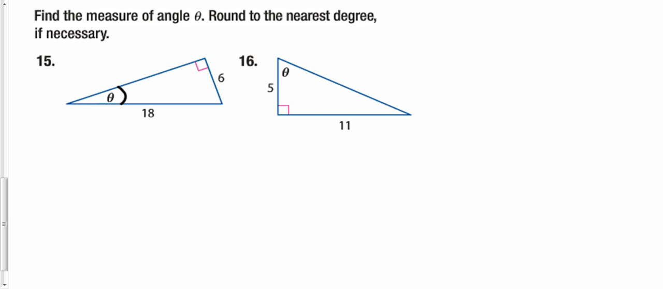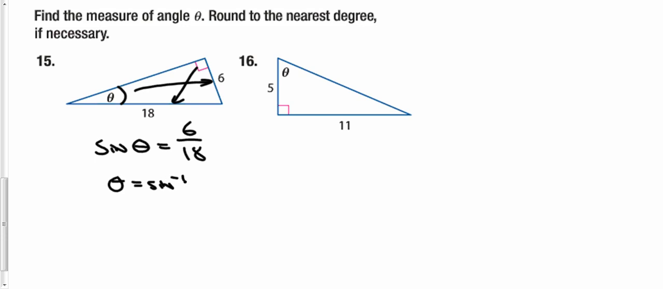Because I am looking for this theta, and I know the opposite side and the hypotenuse, opposite and hypotenuse are sine. So the sine of theta is equal to the opposite over the hypotenuse. That means theta is equal to the inverse sine of 6 over 18. Be sure, if you want your answer in degrees, your calculator is in degrees. So theta in this case is going to be equal to 19 degrees.